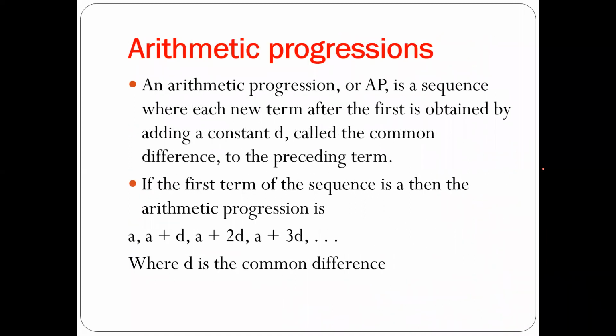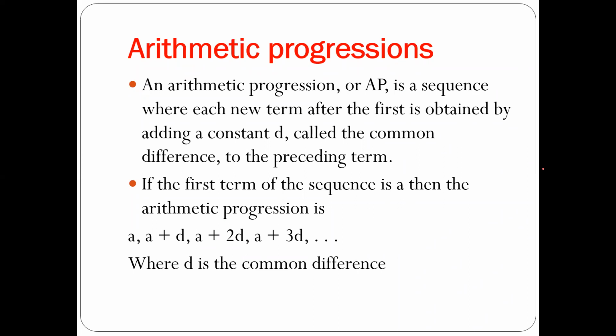Now we will learn about the arithmetic progression. So what is an arithmetic progression? An arithmetic progression, written in short form as AP, is a sequence where each new term after the first is obtained by adding a constant d, called the common difference, to the preceding term.